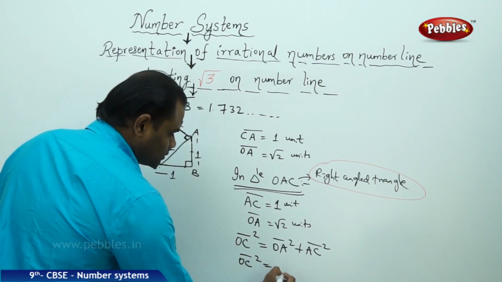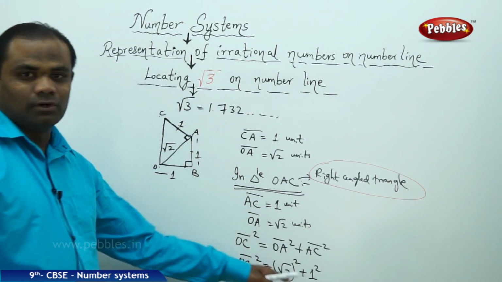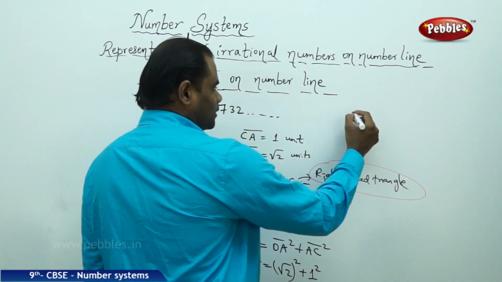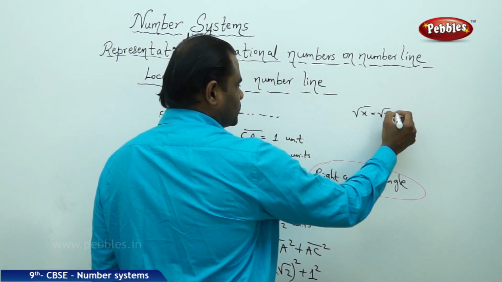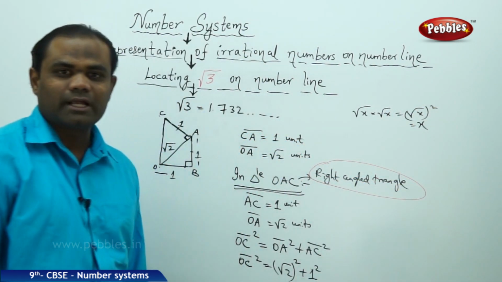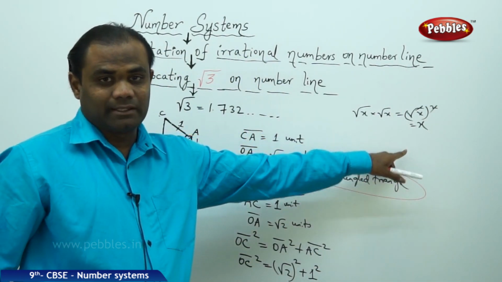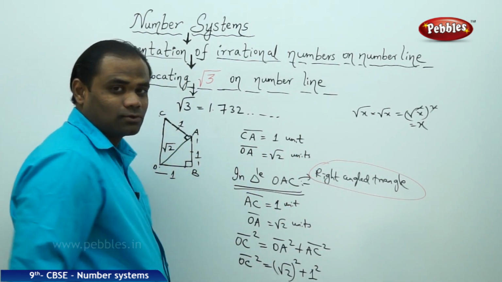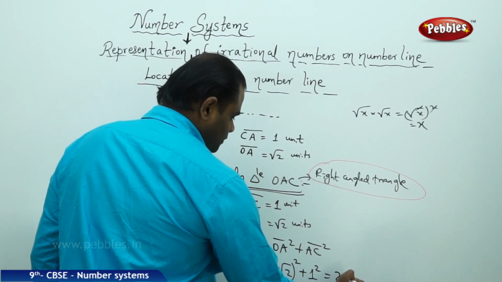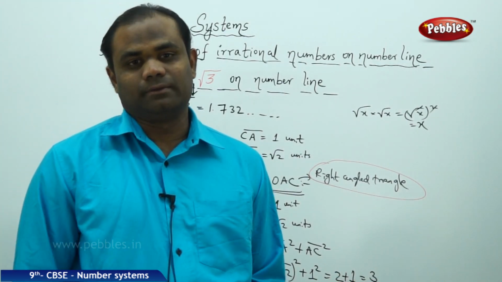When I further substitute the values, I get OC square is equal to OA, which is root 2 whole square, and AC, which is 1 whole square. We know that root x into root x, which is root x whole square, is x, because the root and the square both get cancelled. Similarly, root 2 whole square is 2, and 1 square is 1, which is finally 2 plus 1, and that is equal to 3.